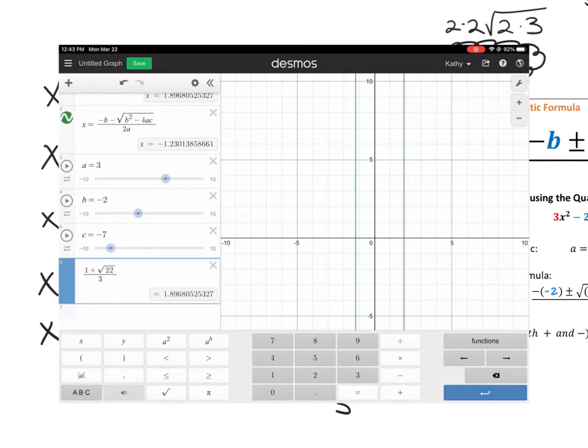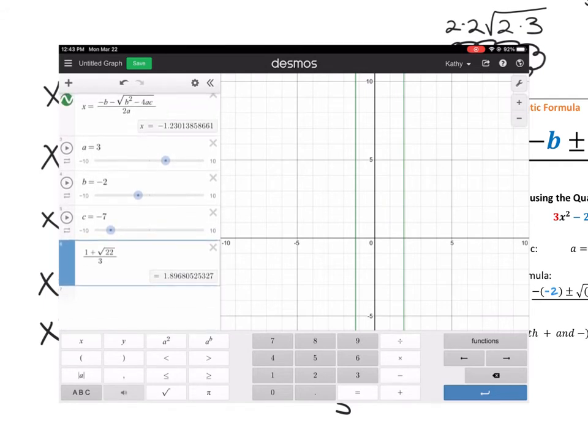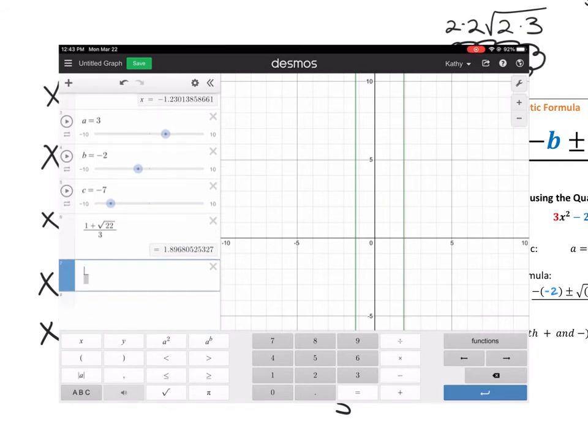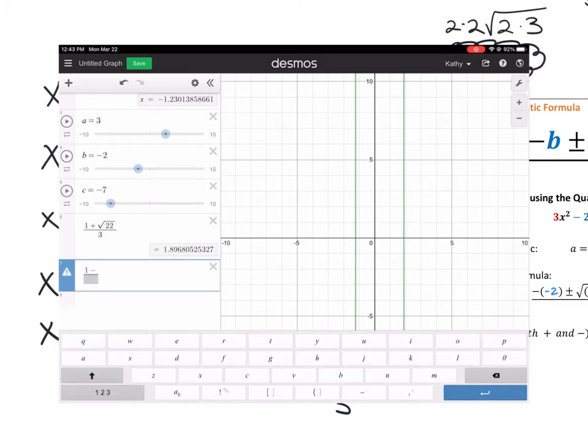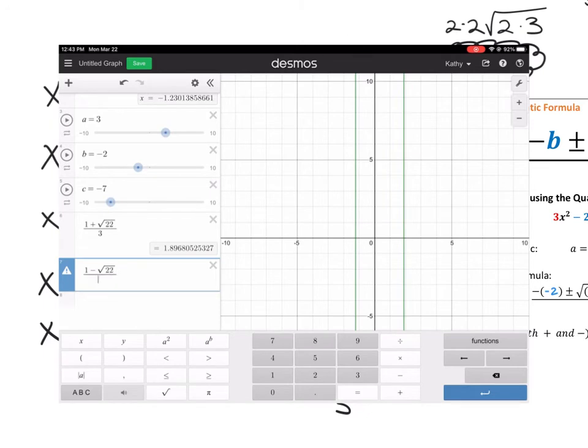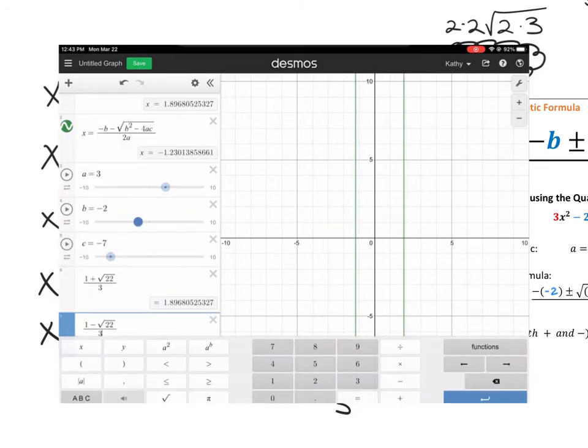Yeah, that's the number we got when we used the quadratic formula with the plus. And then if I do 1 minus square root of 22 divided by 3, I'm going to get negative 1.23. This is exactly what I got when I did the quadratic formula without having to do all that simplifying. So you can do both of those.